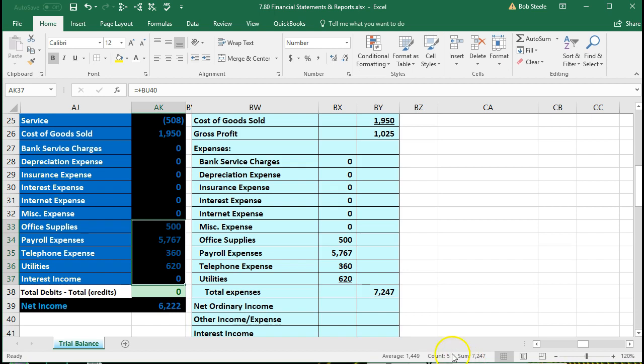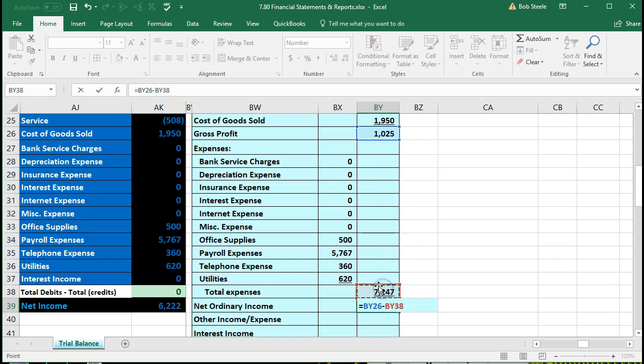Then we have the net operating income. We're just going to do something with the outer column now. It's not going to jump back and forth between the inner column and the outer column. We're just going to calculate one column at a time. In this case, we're going to take the gross profit minus the expenses. We're going to end up with a loss. So we are in BY 39 equals this gross profit minus this expense, and enter. So we're at a loss of 6,222.